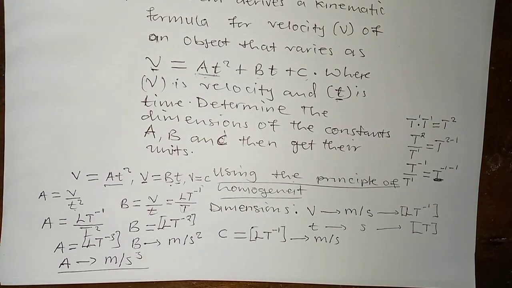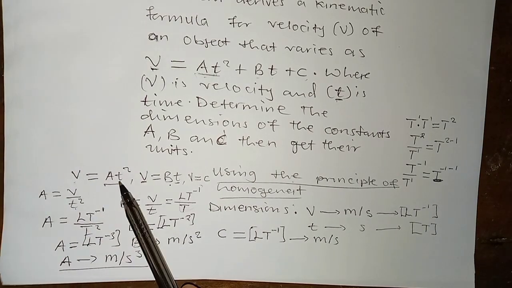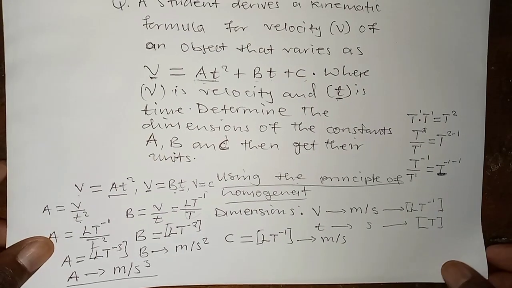That is how you deal with argumentative dimensional analysis. Just equate the left hand side quantity to all the quantities you have on the right hand side, then get the dimensions. Let's try to handle the second question.